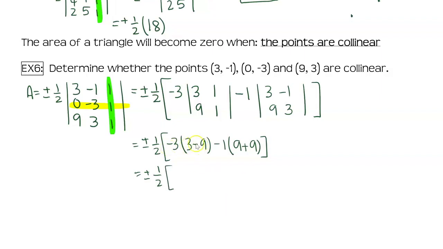3 minus 9 is negative 6. Negative 6 times negative 3 is positive 18. This is going to become minus 18. And look at that, whether we pick positive or negative, that is going to come out to be 0. So because the area of that, well, suspected not-triangle, came out to be 0, that means that those points are collinear.